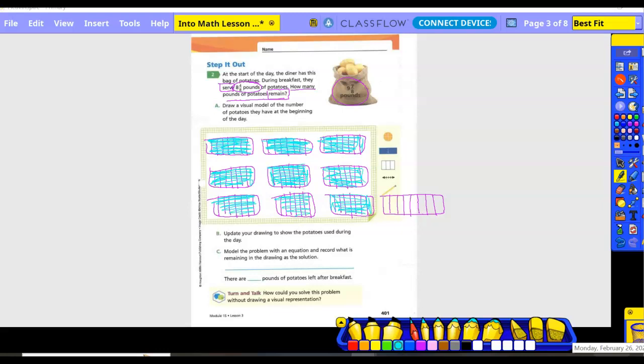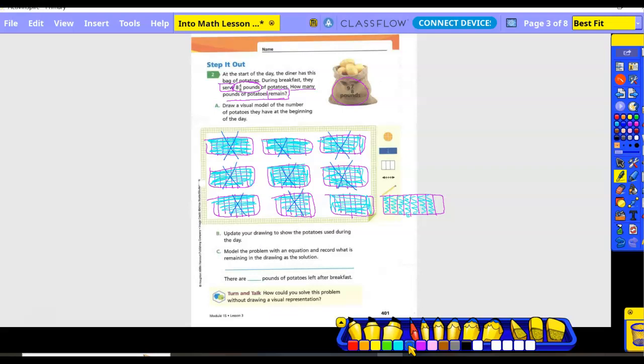Okay, so I fully shaded in 9. How many of the last one do I shade in? 7, right? 9 and 7, 8. Okay. How many whole groups do I cross off? How many whole shaded ones do I cross off? 8, right? So 1, 2, 3, 4, 5, 6, 7, 8. So I am not going to use 8 of those.